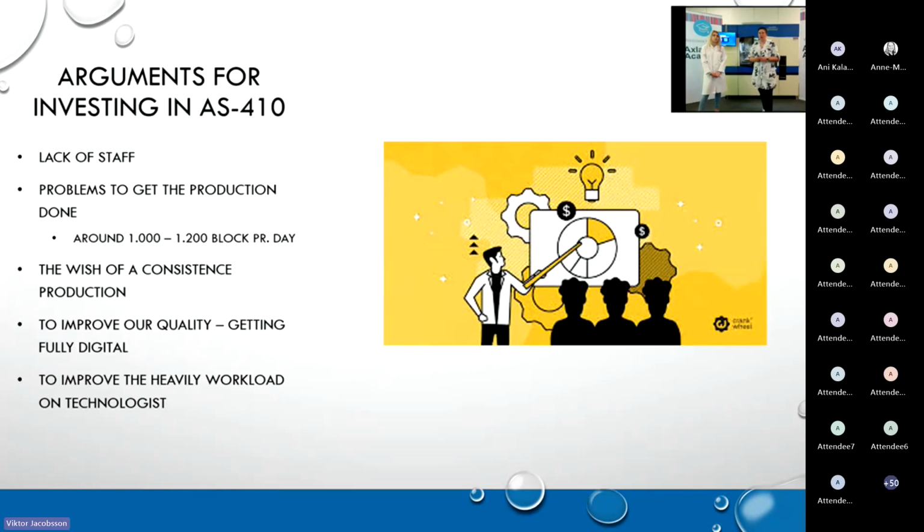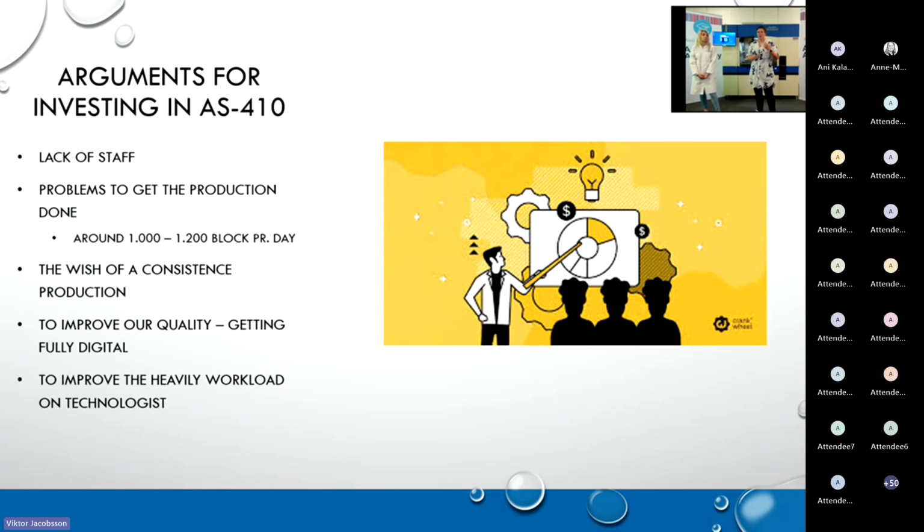And again, it takes me down to the second point, problems to get the production done. And I think it varies all over the world. It's a problem to get the production done. We calculate around 1,000 to 1,200 blocks per day. And before we got the AS, it could vary if we got 200 blocks done or we got 1,200 blocks done. And it's because we were having sickness or vacation or anything like that. We also wish to again have that baseline where we could ensure that we had the same production every day, or at least a baseline of 600 blocks or what it could be.